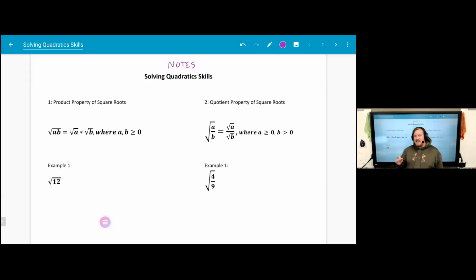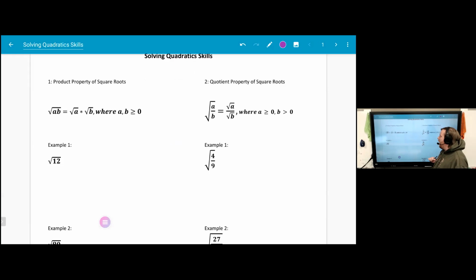Also, if it doesn't make sense right away, it's okay. We're going to keep practicing these skills as we move through the targets. Okay, so we'll just keep going here. We got the first one. The first one's the product property of square roots.